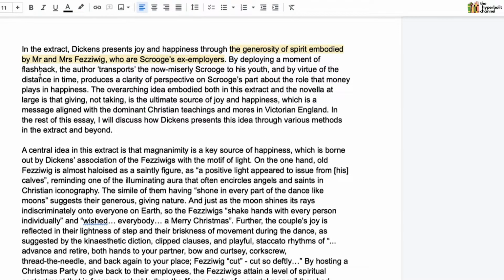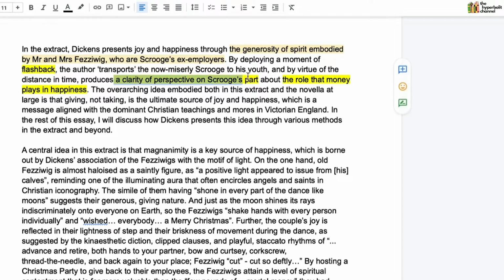"By deploying a moment of flashback, the author transports the now miserly Scrooge to his youth, and by virtue of the distance in time, produces a clarity of perspective on Scrooge's part about the role that money plays in happiness." So a couple of observations here. The student brings in a pertinent technical term, flashback, right? So this is a narrative technique whereby the author gets the character to recall or experience a moment in the past. So the flashback helps to show Scrooge what he used to think when he was a young man, obviously when he was much less miserly than he is now.